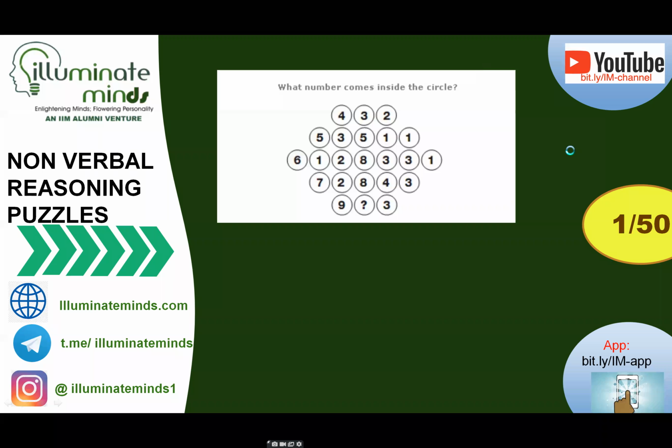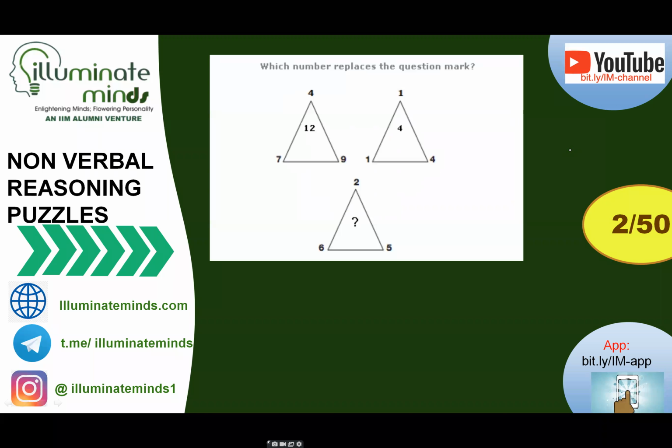So let's move to the next one. So question number 2. Which number replaces the question mark? So what is happening in this? Let's see. If you look at the first triangle, 7 plus 9, 16 minus 4 will give me 12.